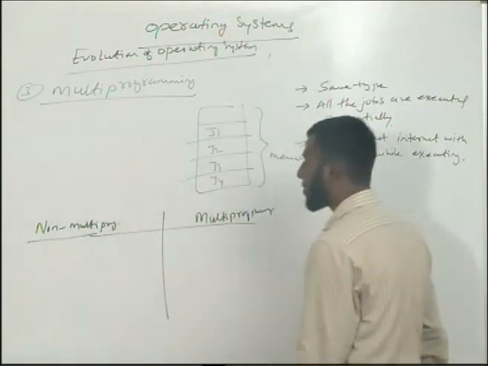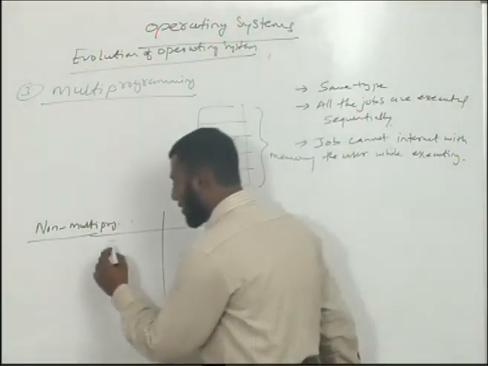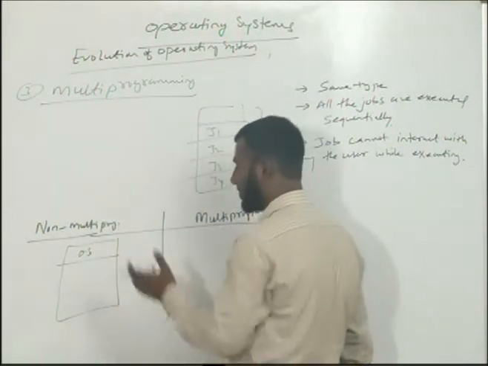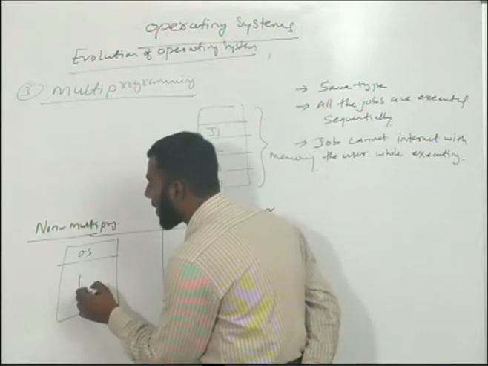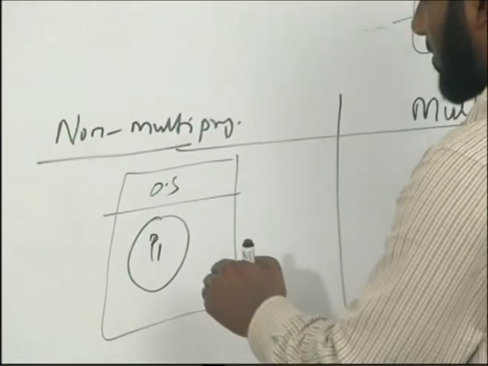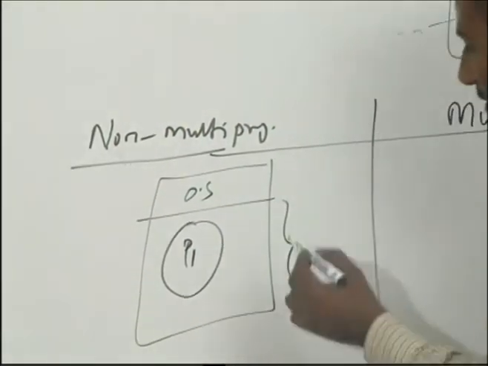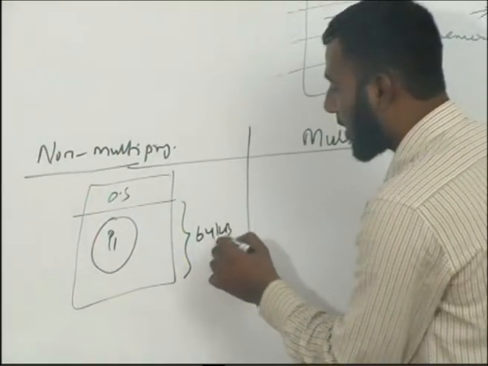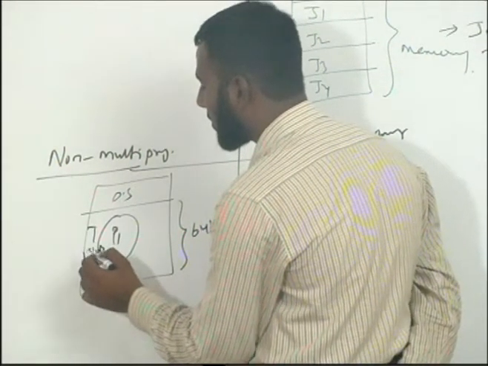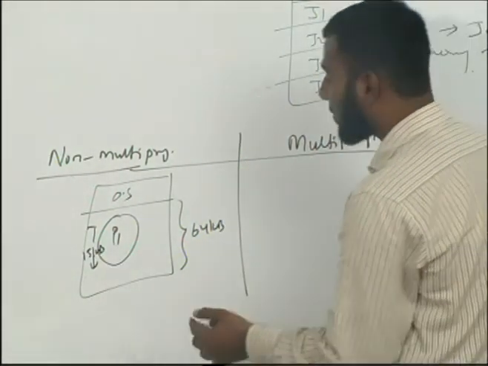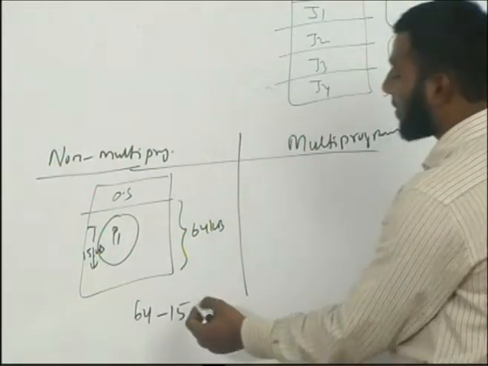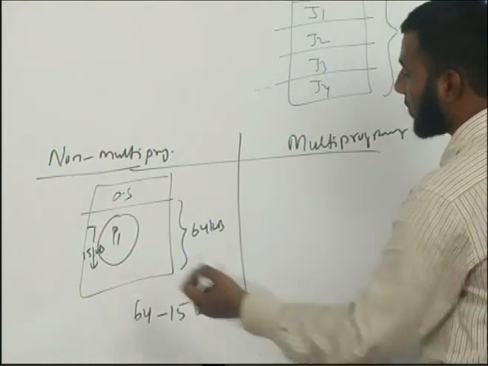So in a non-multi-programming system, you can have the operating system in memory, either in the lower or upper part of the memory, and you have the ability to load only one process into the memory. Suppose the size of this memory is 64 kilobytes and the size of this process is only 15 kilobytes. Then how much memory are we wasting? We are wasting 64 minus 15 kilobytes of memory here.